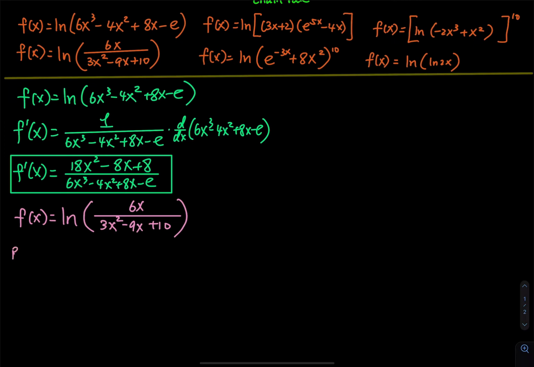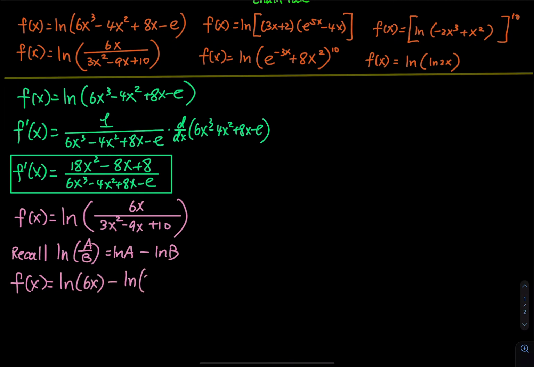First, do you still remember the properties of ln? If you have ln of a divided by b, that equals ln a minus ln b. So this function is f of x equals ln 6x, and then minus ln of the denominator, 3x squared minus 9x plus 10. If you do this first, this will save you a lot of work from doing chain rule. So every time you take the derivative of ln, tell yourself, can I use the properties of ln to rewrite the function? If you can do so, that will save you a lot of work.